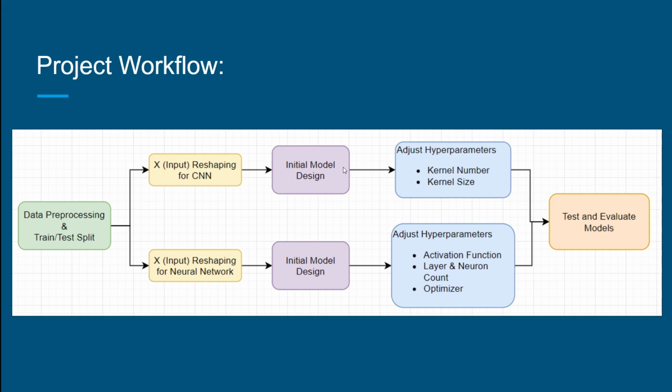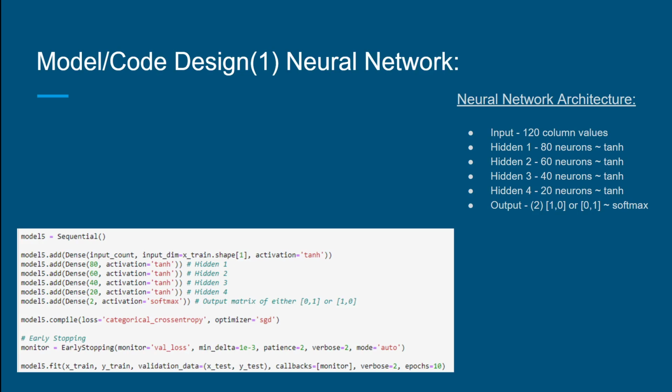I set up an initial model design that worked, and then I fine-tuned until I got the best result. The hyperparameters definitely differed. For the regular neural network, I focused a lot more on activation functions, optimizer, and layer count, whereas for the convolutional neural network, the biggest thing I messed with was kernel number and size, as the other hyperparameters didn't really seem to affect performance that much. Testing and evaluation came back together at the end, as we were interested in the same metrics regardless of the model's design and architecture.